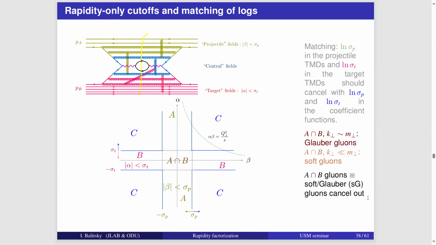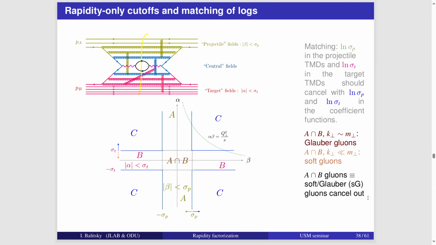It will depend on these cutoffs, both of them, sigma target and sigma projectile, and the dependence should cancel, in the physical amplitude, with the dependence of TMDs on these cutoffs. There is a subtle point here, which I just mentioned, that there is an intersection between A and B fields. You can have a gluon, for example, which goes like that, and it will be both A and B.